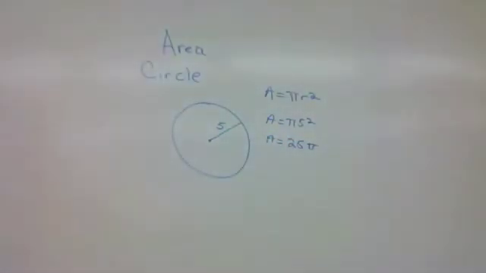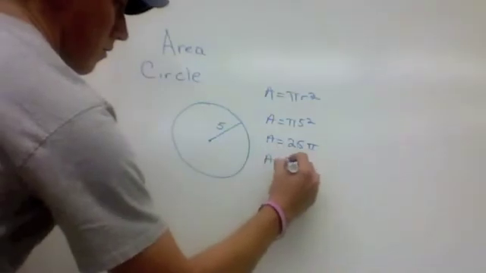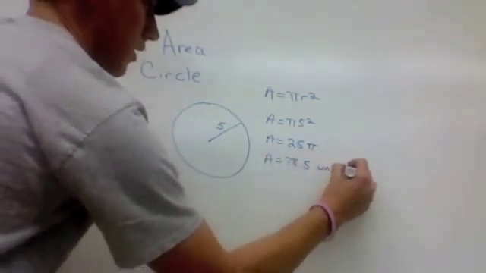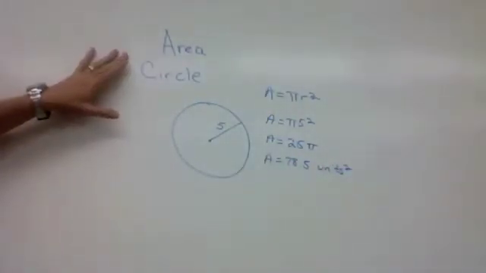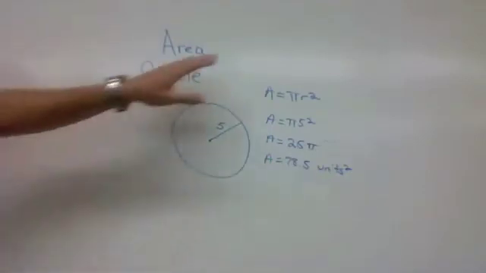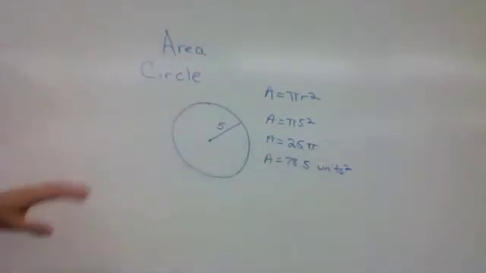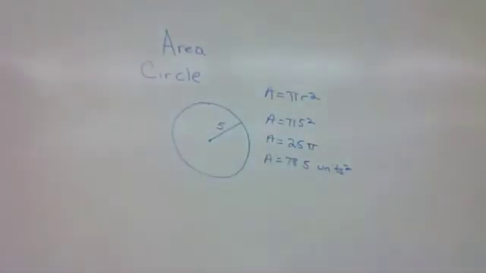Now once we multiply 25 pi, we come up with 78.5. In this case, I didn't give you the units, so it's just units squared. So again, do not confuse the area of a circle with the circumference of a circle. Circumference is the distance around. The area of a circle is the amount of space we have inside the circle. So our formula for area of a circle is area equals pi r squared, with r being our radius.